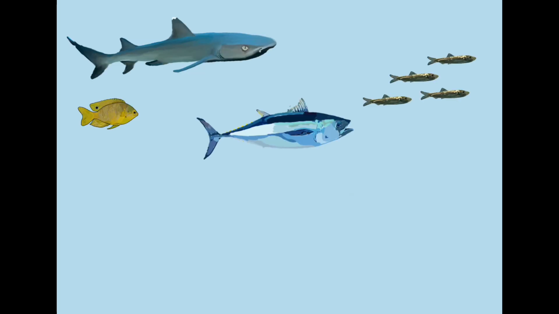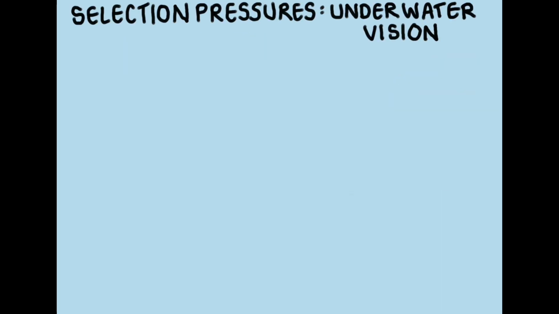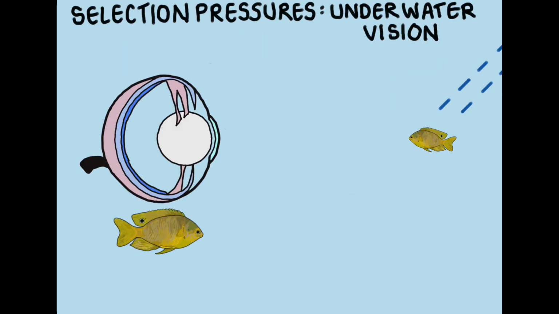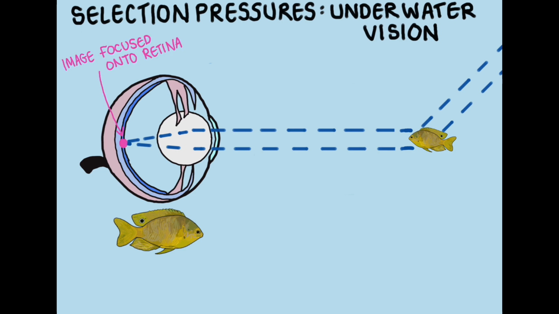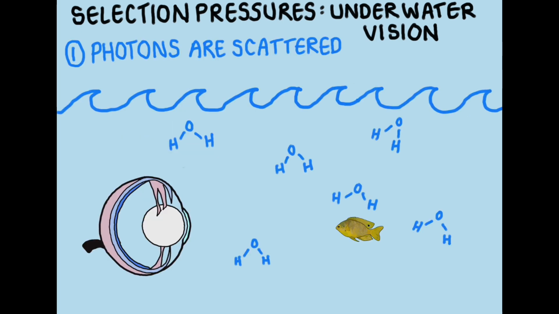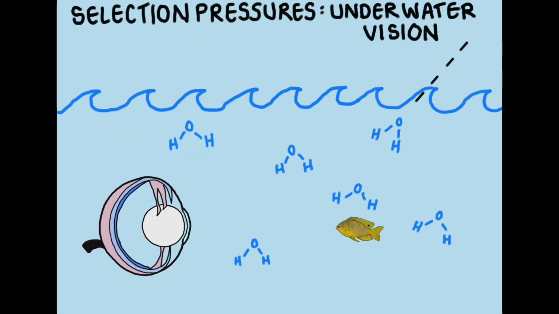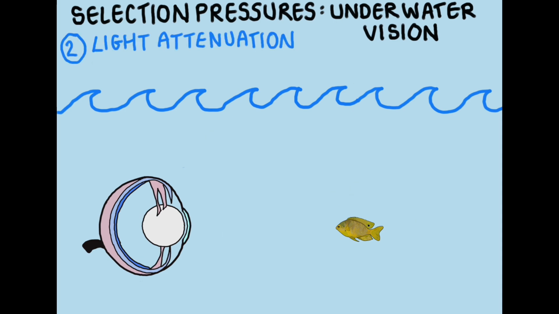So why do the eyes look so different, and why are fish so much more diverse? There are different selection pressures on underwater vision than on land. Even though light is focused in the same way as it enters the lens onto the retina, underwater vision is more difficult. The first issue is that photons are scattered as they enter the ocean. Light bounces off and is absorbed by water molecules, meaning light entering the lens and onto the retina is multidirectional, and images are blurred and difficult to focus.